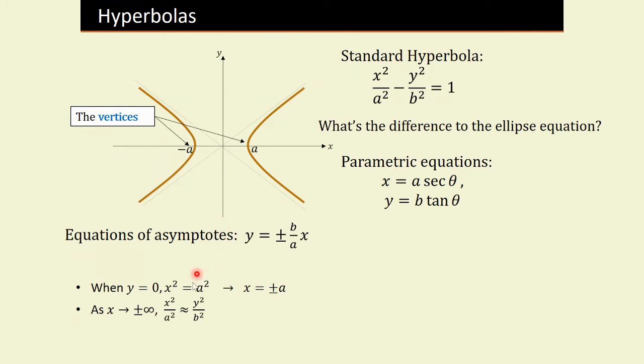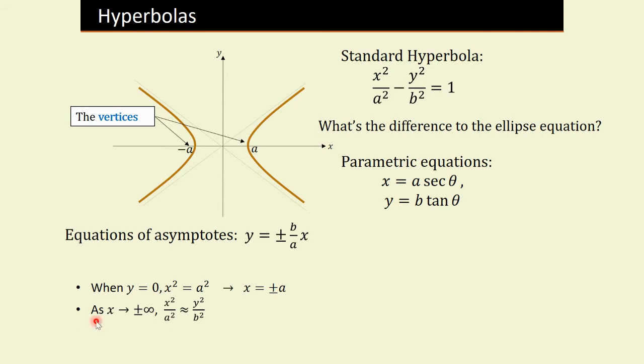How do we determine that? Well, if we just have a think about it a little bit, first of all, thinking about how we get the vertices, that's quite easy. If y is 0, just putting y is 0 in there gives us x squared over a squared is 1. So x is plus or minus a.